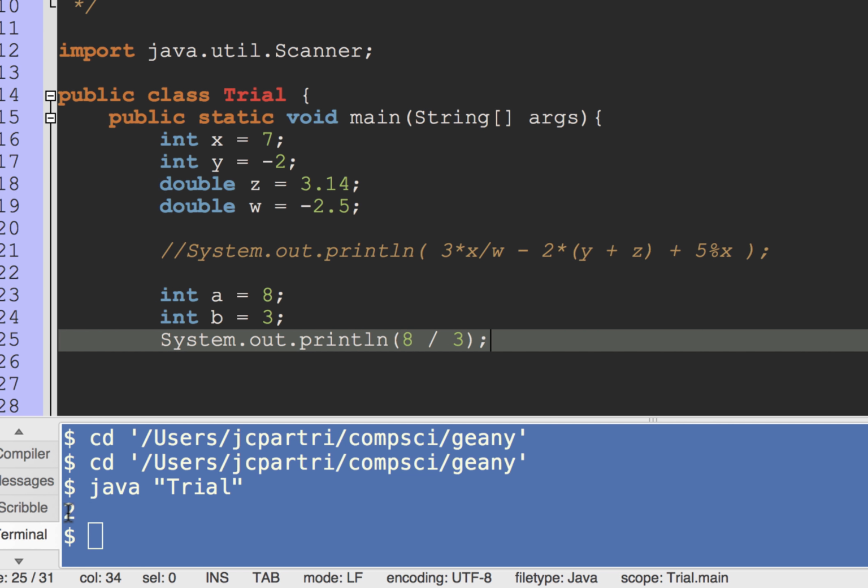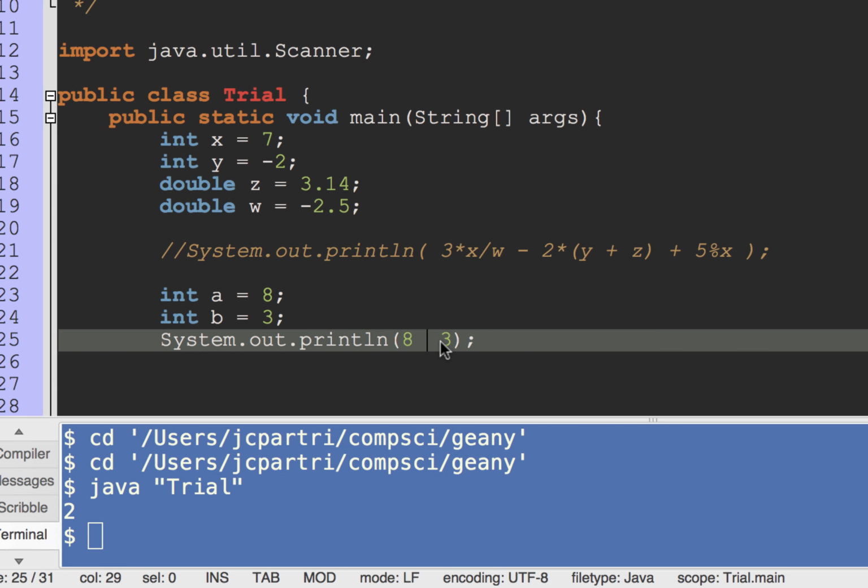I get 2. And you're probably like, well, what are you talking about? I should get 2.6 repeating, right? Well, 8 is an integer, 3 is an integer, and because we're doing integer division, Java is going to return an integer, not a double. Okay. Well, we'll get into that when we get to mixed mode arithmetic, how we can actually get the answer that we should get, okay?